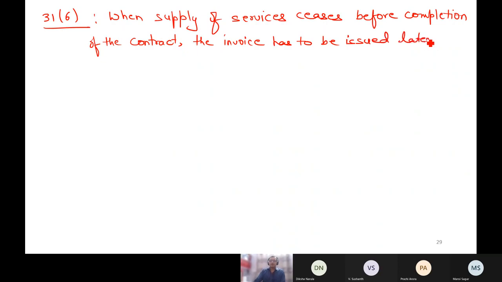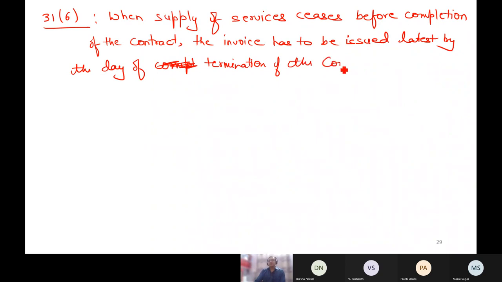latest by the day of termination of the contract. That's it. With this, most of the concepts of tax invoices are over. I hope the concept is clear. And now let me discuss next point.